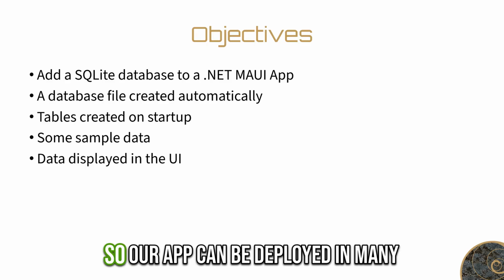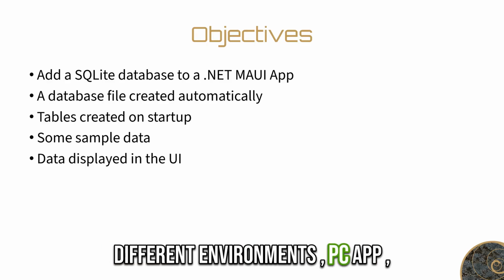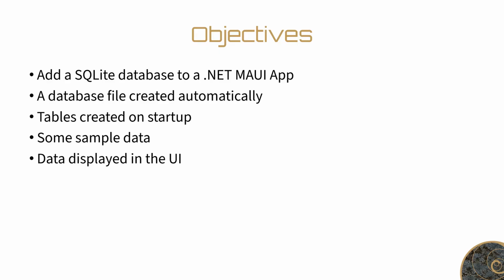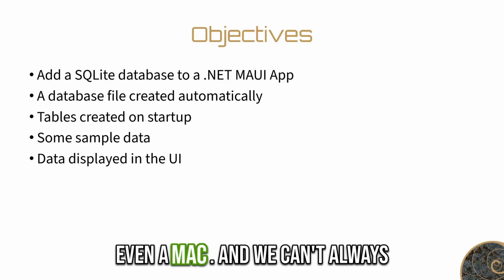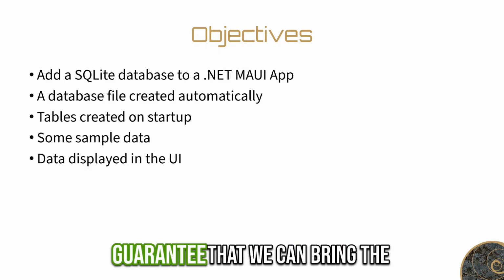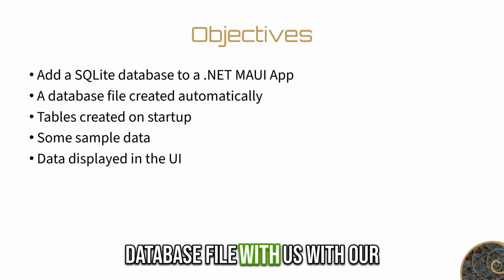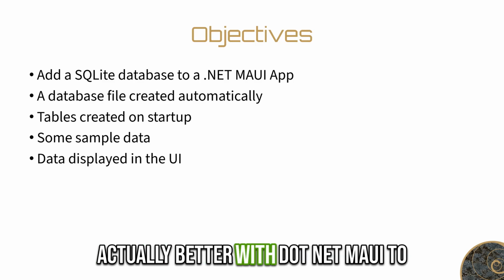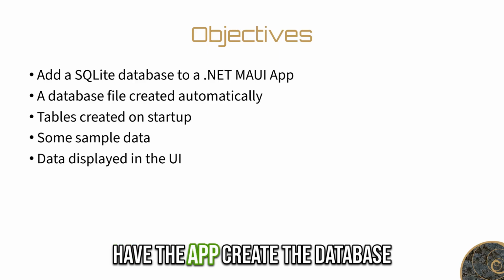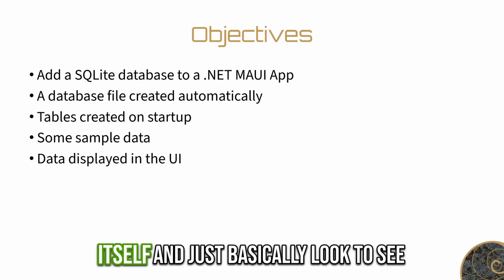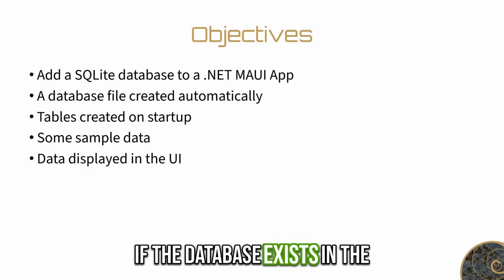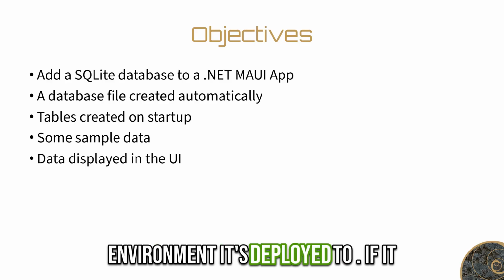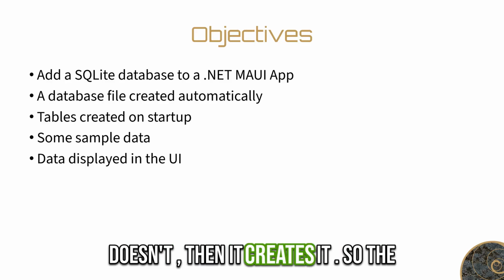So our app can be deployed in many different environments, a PC app, an Android app, even a Mac. And we can't always guarantee that we can bring the database file with us with our starting structure. So it's actually better with .NET MAUI to have the app create the database itself and just basically look to see if the database exists in the environment it's deployed to. If it doesn't, then it creates it.